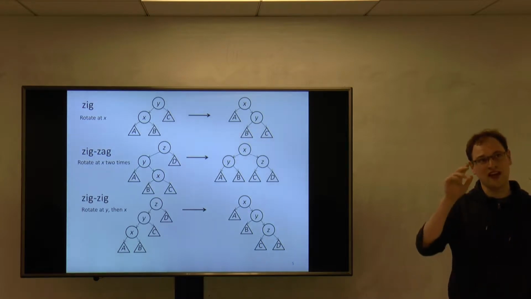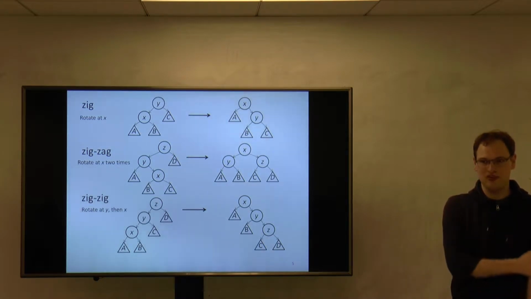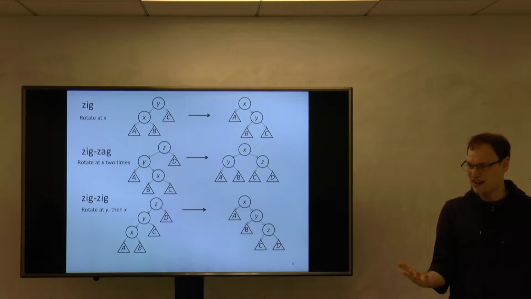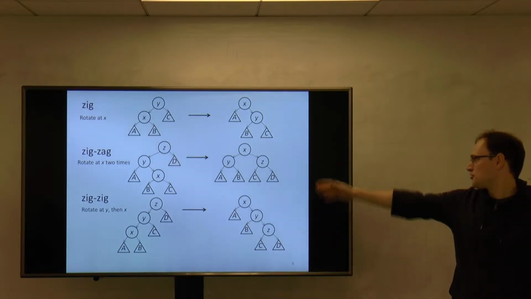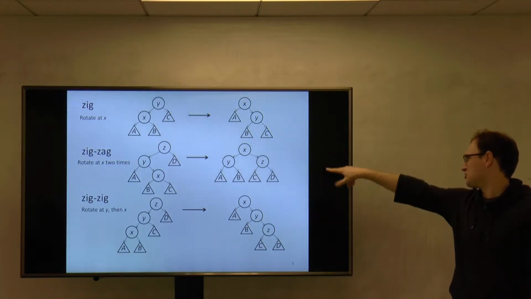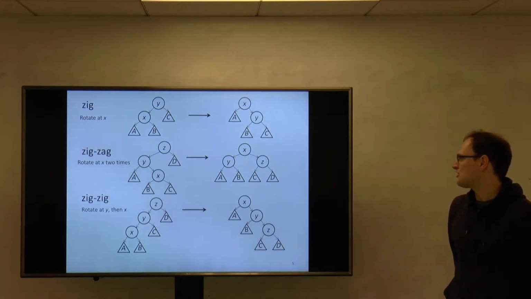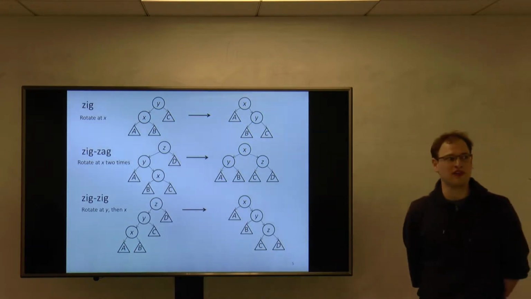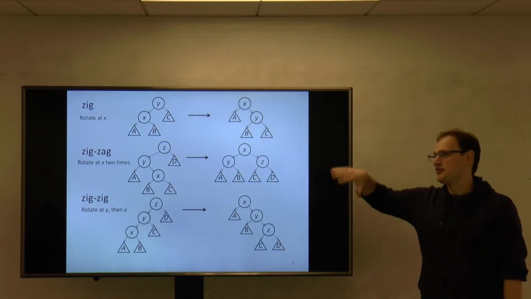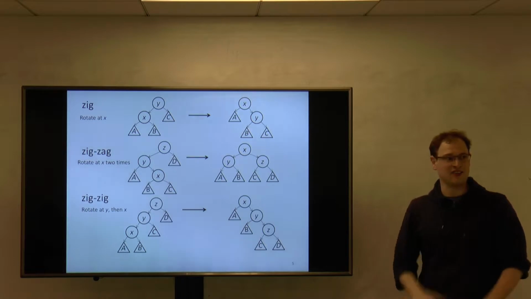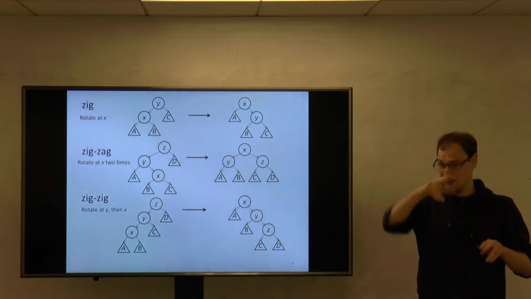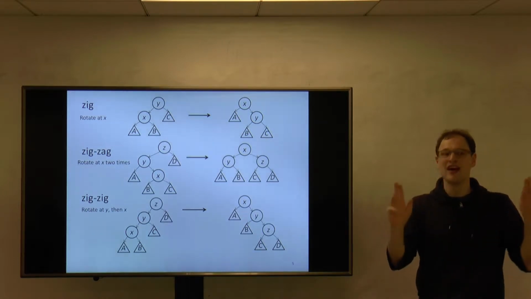If x and its parent are children of opposite directions, that's a zigzag. And so you rotate twice at x, and you split y and z as its left and right subtrees. And if x and its parent are children of the same direction, then you rotate first at y, then at x, or it's like flipping the two edges at once.